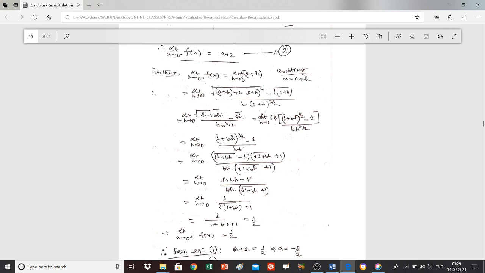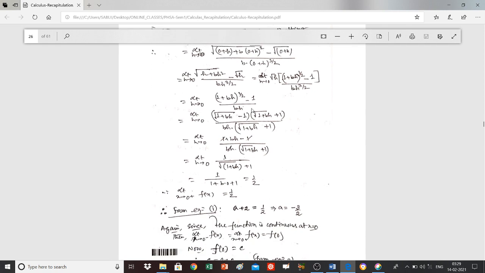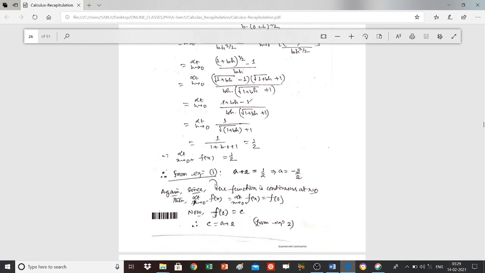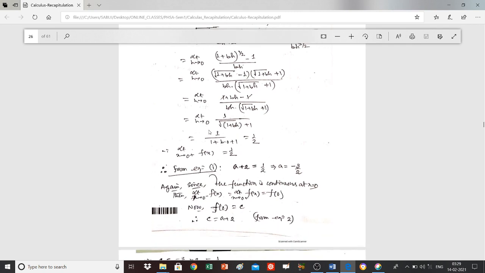Now multiply the numerator and denominator by the term 1 plus bh plus 1. That is done here. After that you obtain 1 plus bh, then minus 1, and bh is there and the rest part is here. So this one will cancel each other, and this bh and this bh also cancel each other. So from here we get 1 by root of 1 plus bh plus 1. Now just substitute the value of h equal to 0, then you will have this. So the right hand limit is equal to half.